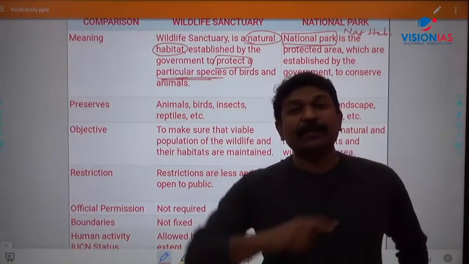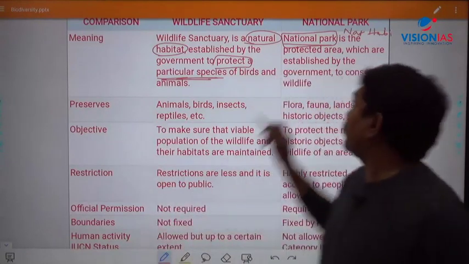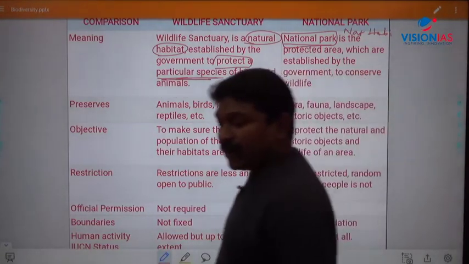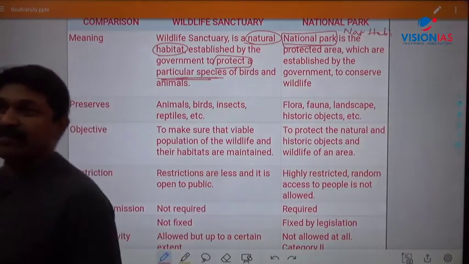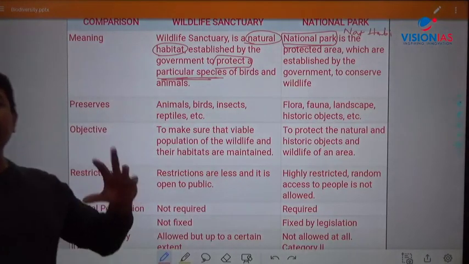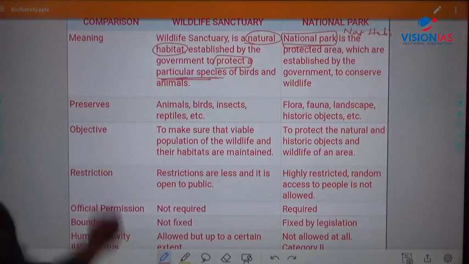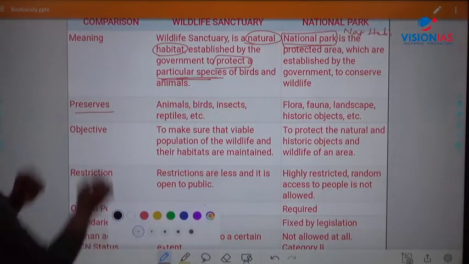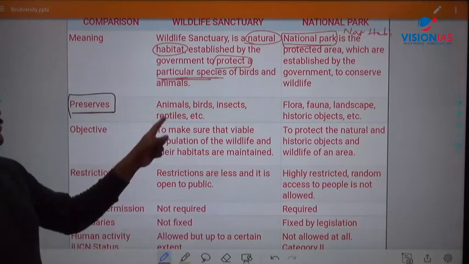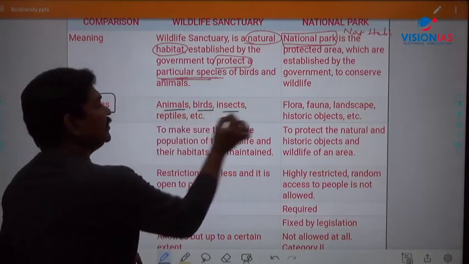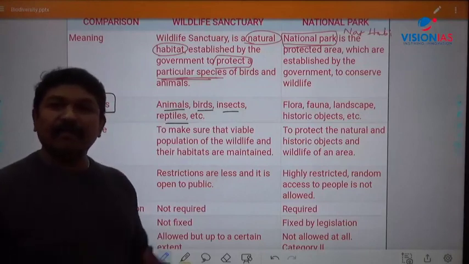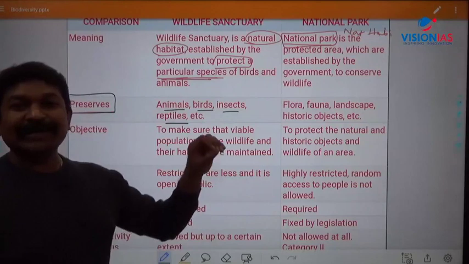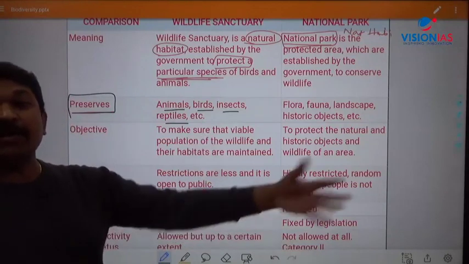What is a national park? The entire area is taken care of, areas which are established by the government to conserve the wildlife. When we say it will be conserving the wildlife, it will be conserving the entire locality. The next one, preserves. What does it preserve? It preserves animals, birds, insects, reptiles. Maybe one particular species again. What it is concerned with is only the life that is present there, not the area as a whole.